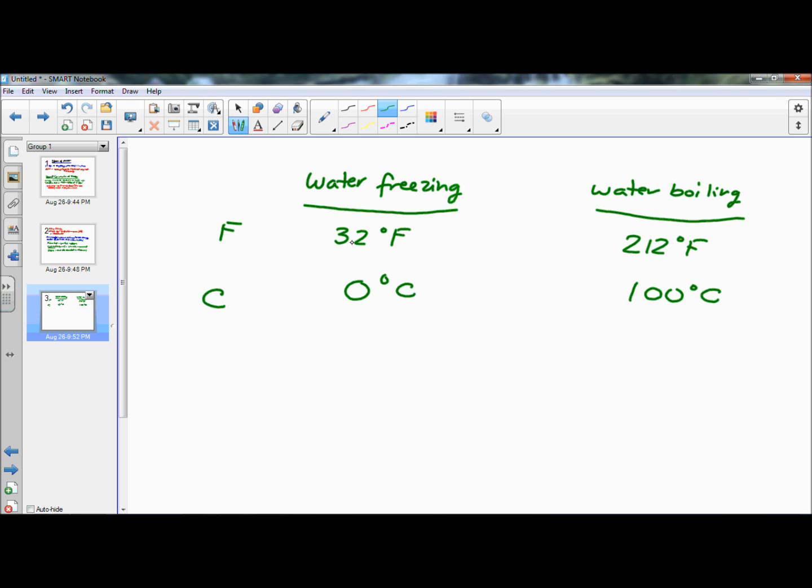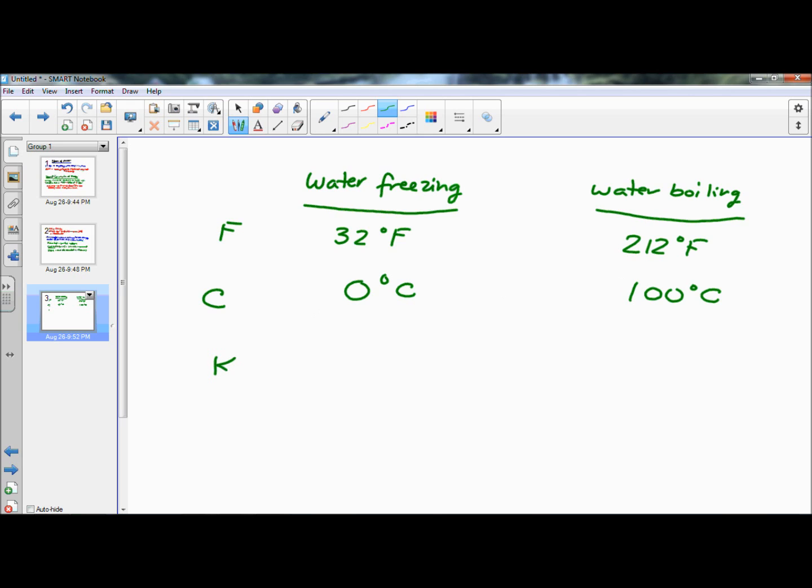So you can see the difference in how many degrees between freezing and boiling. On the Fahrenheit scale, there's about 180 degrees. On the Celsius scale, it's about 100 degrees. So a degree Celsius is a lot bigger than a degree Fahrenheit.